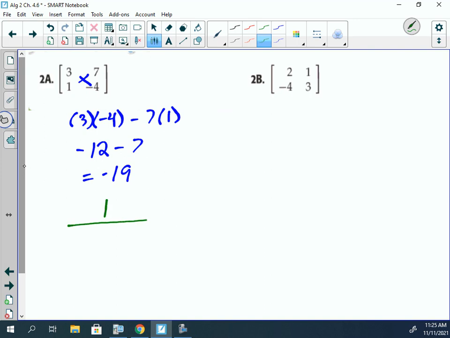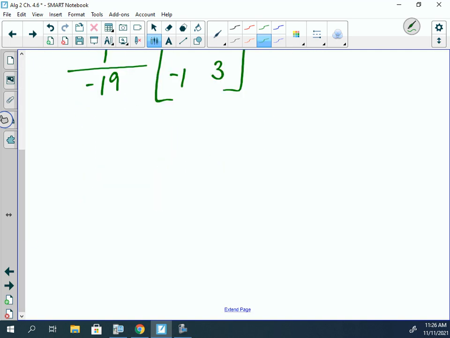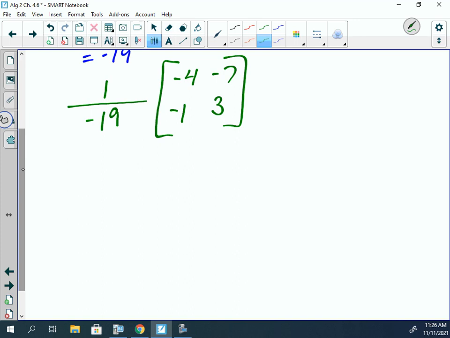Because this is going to be 1 over negative 19. Because the fractional part of the inverse equation is just 1 over the determinant times the matrix. So we take the first and fourth term, 3 and negative 4, and we flip them. So we would have negative 4 and 3. The 7 is now negative 7, and 1 is now negative 1. And then we can multiply these two together.